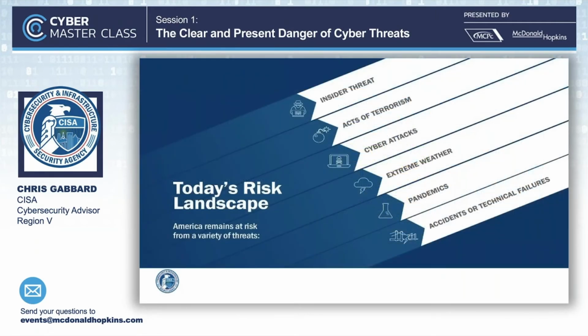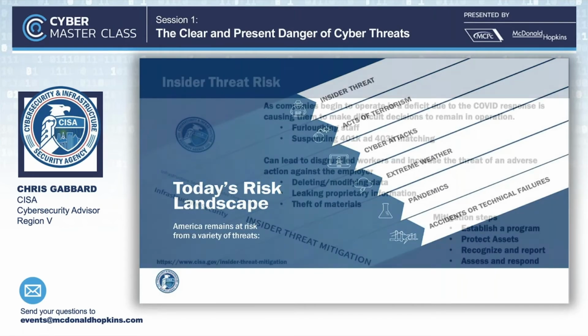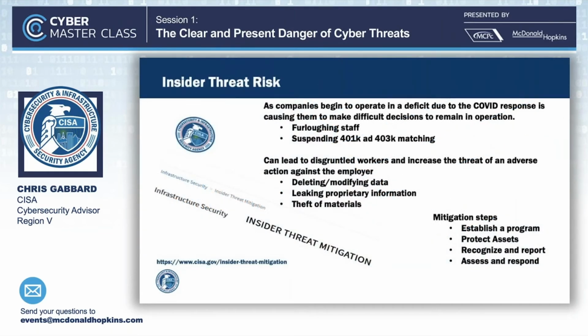I'll kind of breeze through these. This is kind of the same as what the FBI went through. This is just a quick look at today's risk landscape, right? The first one there is insider threat risk. As the FBI said, insider threat is becoming one of the bigger ones, especially now with COVID, right? When people are losing money, they're going to have to start laying people off, furloughing people, suspending 401k and 403b matches, and you get disgruntled workers.